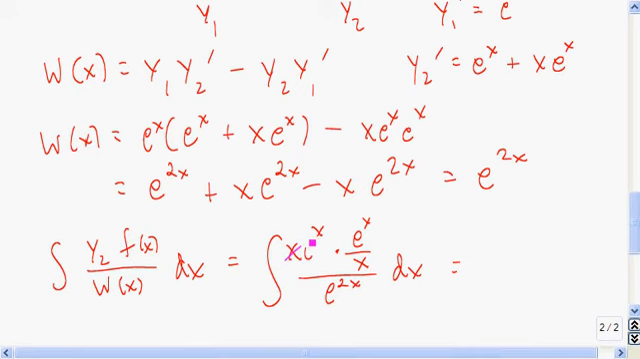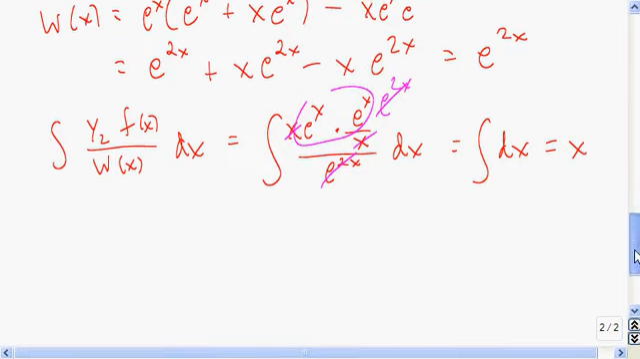So this x will cancel out with that x. And then e to the x times e to the x in the numerator is just e to the 2x. So that's going to cancel out with that denominator. So this simply becomes the integral of dx, and that's just equal to x. So remember that we can take the constant of integration to be 0, so we get just x out of that.